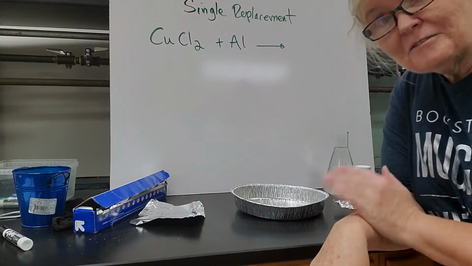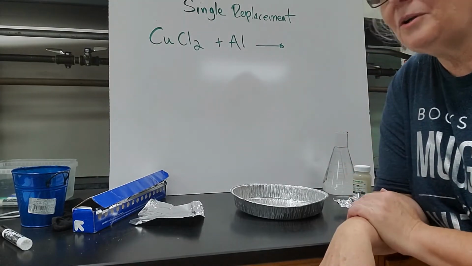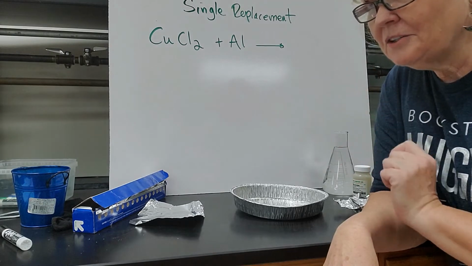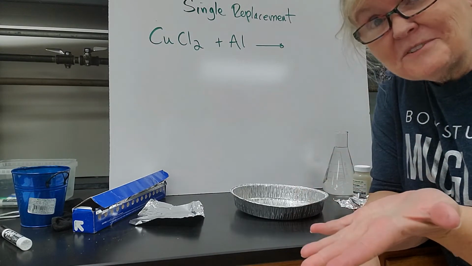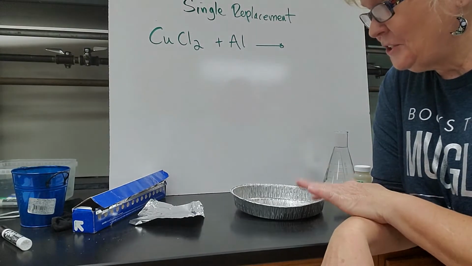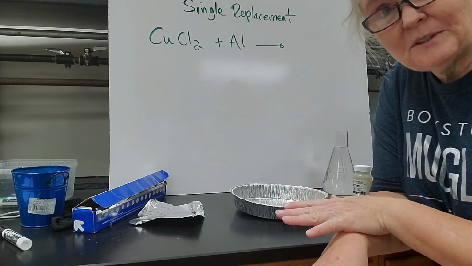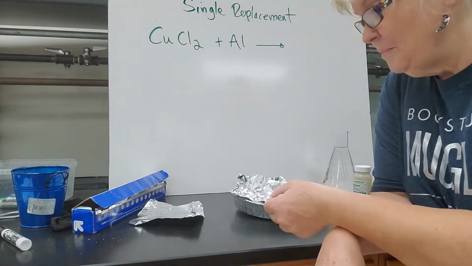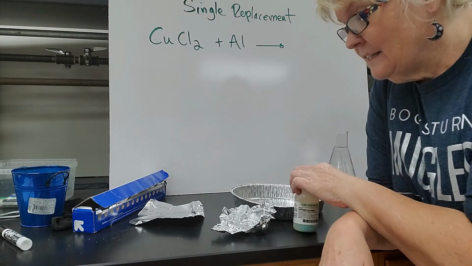Okay, final reaction. This one is between copper(II) chloride and aluminum. And I'm going to do this a little bit different way. I'm not going to do it in the test tube. This is a lab that we would have done this year. What you take is aluminum, and to make a little fun with it, I have you all make a boat. And so we're going to take our boat and sprinkle some copper(II) chloride on it and see if it reacts.